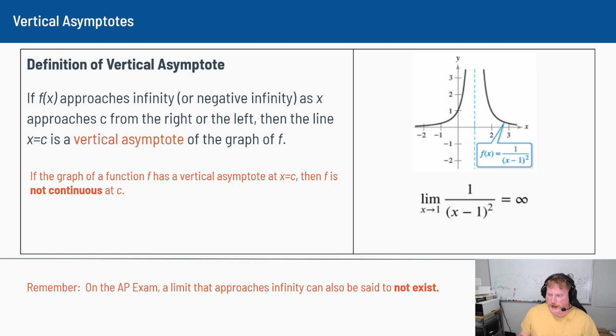So you can see in the graph there's an example: the limit of the function 1 over quantity x minus 1 squared as x approaches 1, we could say is equal to infinity, or sometimes we might say it approaches infinity. But ultimately, something to remember is that on an AP exam, a limit that approaches infinity, either positive or negative, is said to not exist. And those two answers, infinity and not existing, are interchangeable.